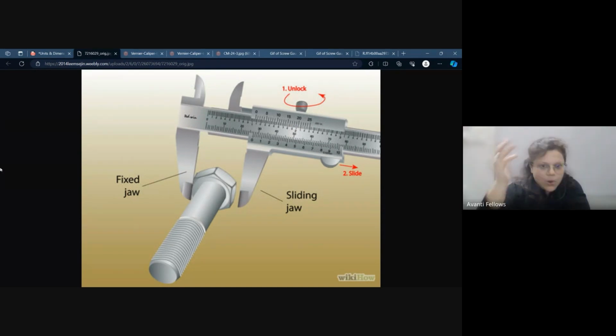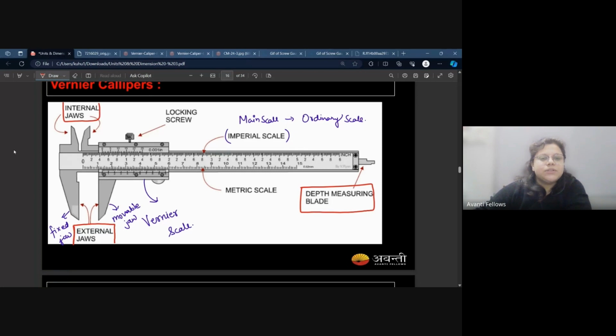Yes, ma'am. Okay. Now let's talk about the application of these internal jaws. For example, I want to calculate the thickness of a beaker. I'm not interested in the diameter of the beaker. I want to calculate the thickness. So for that, what will I do? First, I calculate its outer diameter. See, this is how a beaker would look. There would be some thickness to it, right?